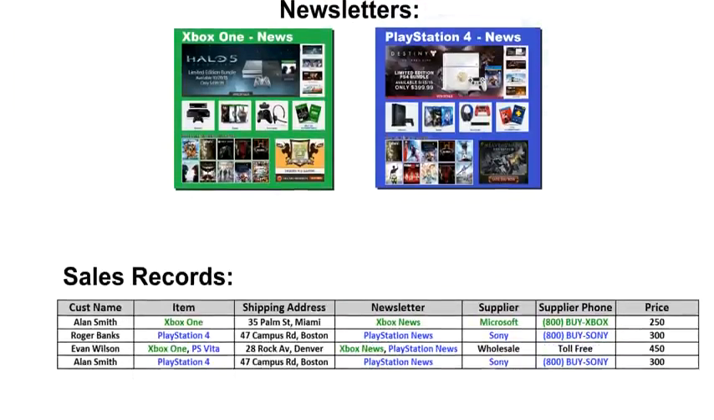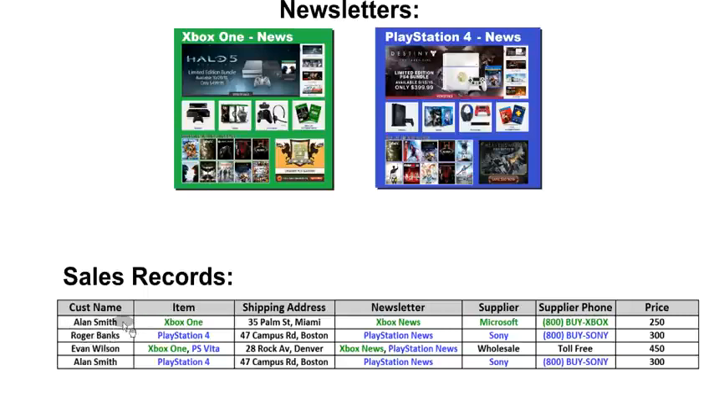So these are some of their sales records. They currently keep track of customer name, the item purchased, the shipping address, what newsletter this person signed up for, what is the supplier of the item, and what is the phone number of the supplier, and what is the price of the purchase. So they have someone named Alan Smith.